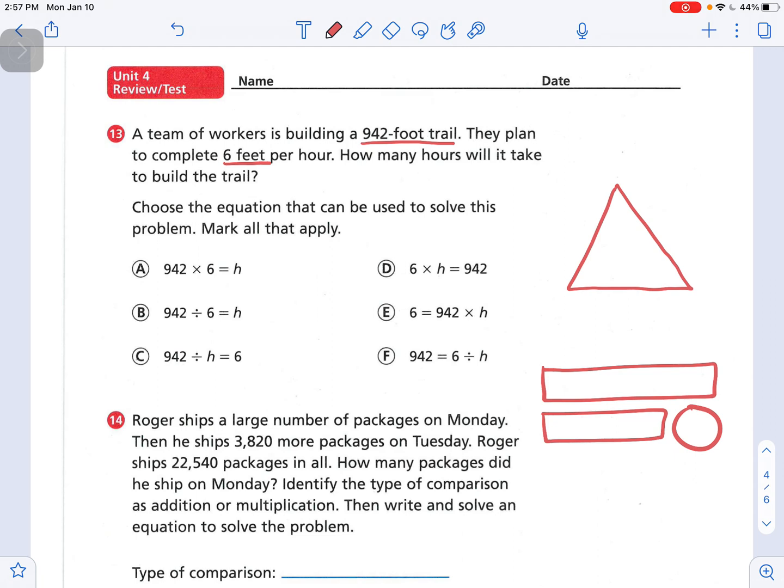So a team of workers is building a 942-foot trail. 942 feet is the total length of the trail, so we're going to put that on top. Same thing with the comparison bar. They plan to complete 6 per hour. How many hours will it take to build the trail? So I have this number 6, and it looks like they've used the letter H in all of their equations. So I'm going to put 6 on the one side and H on the other side. 6 and H.